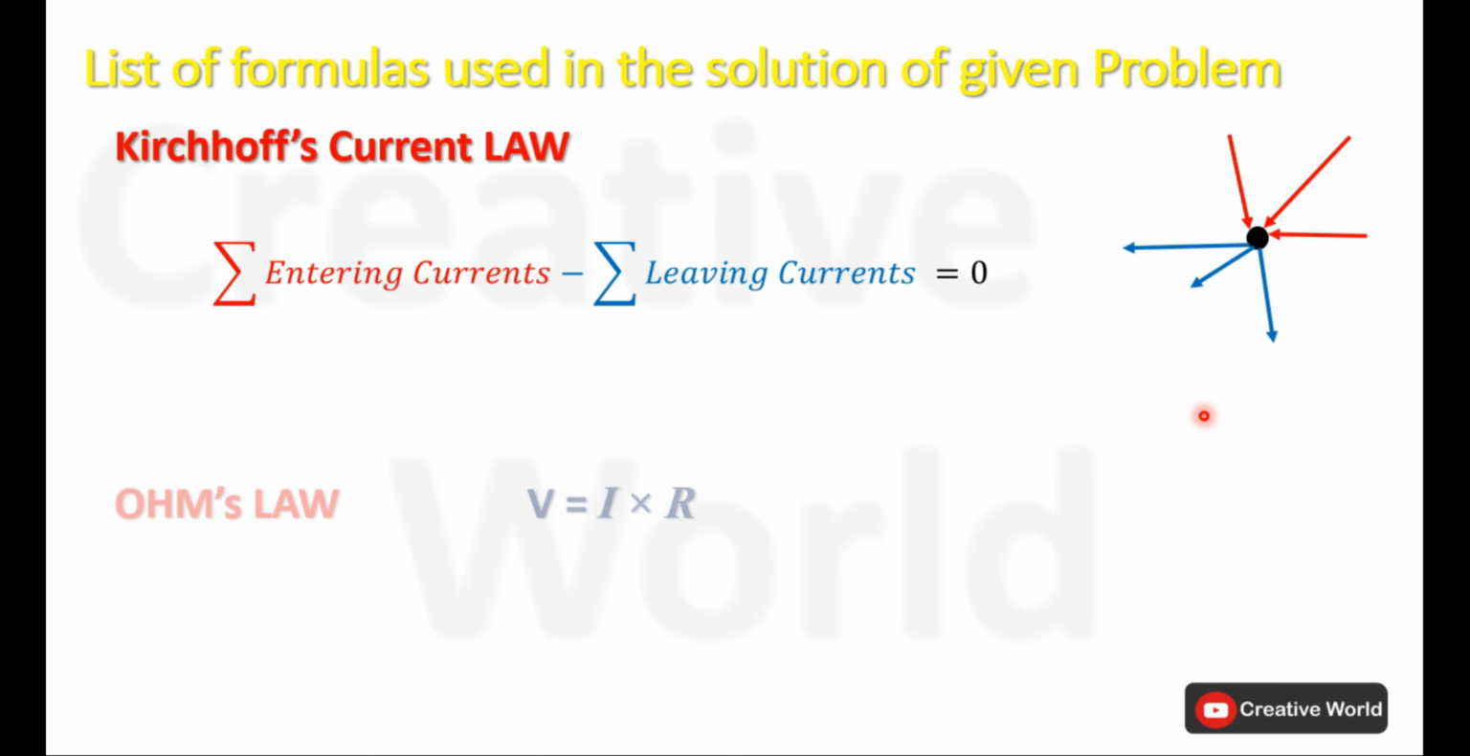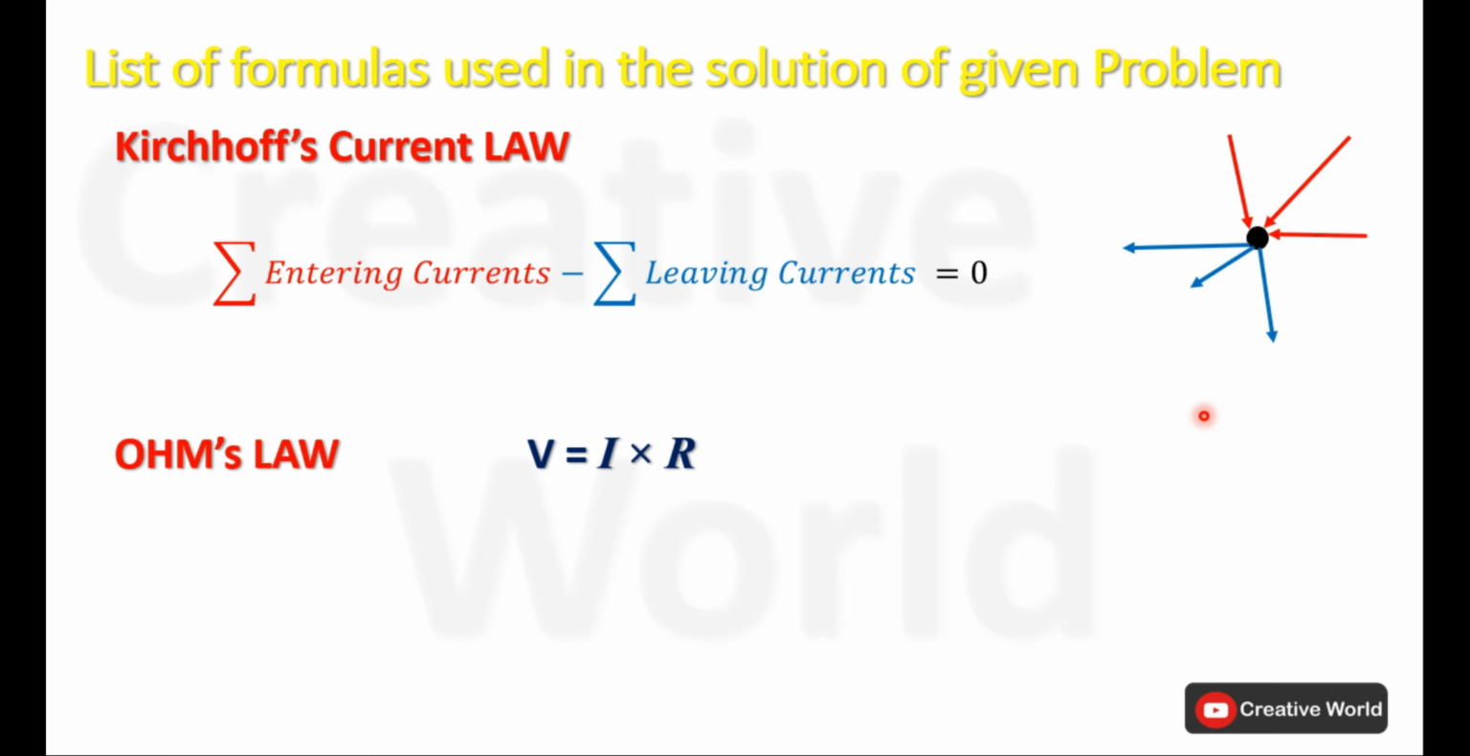We also will be using Ohm's law. According to Ohm's law, the voltage across any resistance R is always equal to the product of the current through that resistance and the value of resistance.